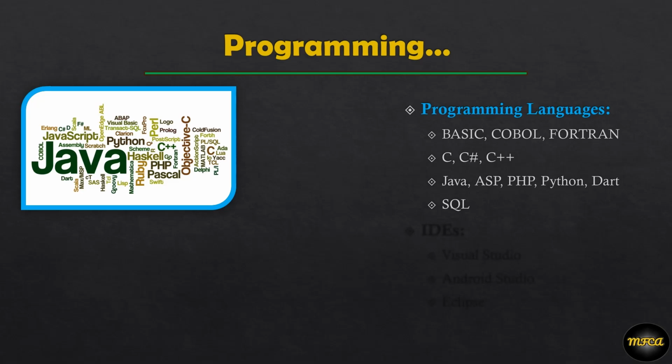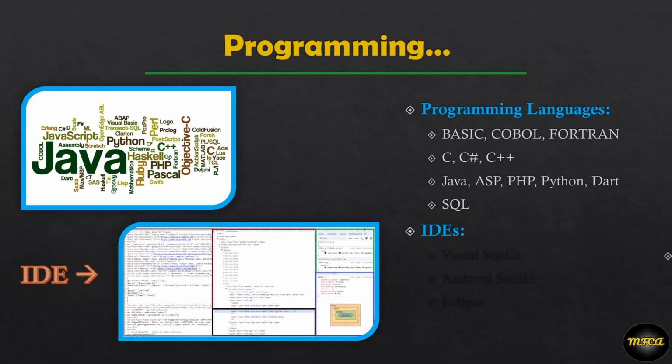To help programmers write code quickly and efficiently, there are special tools called IDEs. Think of them as a programmer's workspace. IDEs, that is, integrated development environments, make it easier to write, test, and fix bugs in the source code. Visual Studio, Android Studio, and Eclipse are some of the well known IDEs.